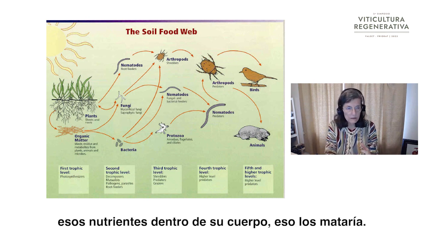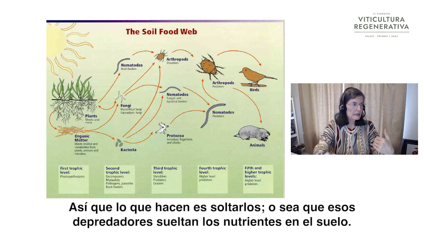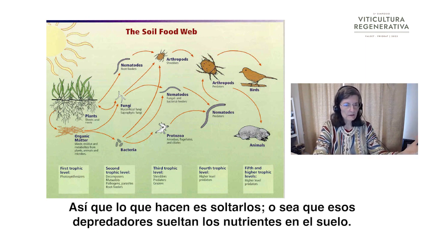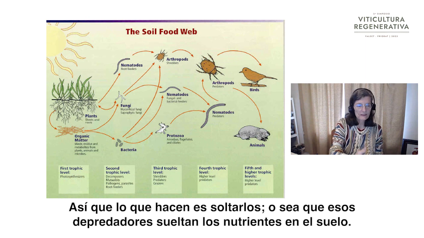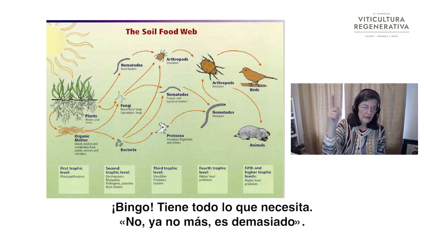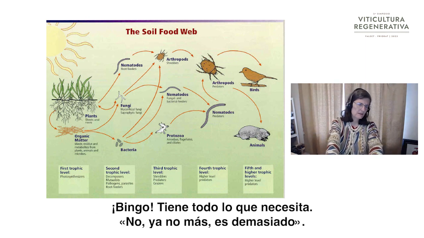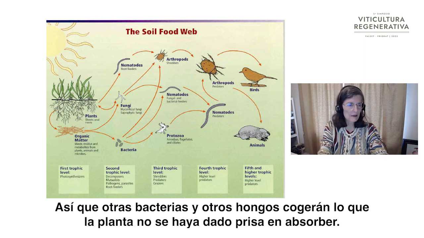It would kill them. So what happens instead is that the release, the poop, if you will, coming from these predators is released out into the soil, very, very close to the root system of the plant. The plant grabs what it needs. Bingo, got everything it needs. No, no, that's a little too much. And so other bacteria and other fungi will take up whatever the plant didn't grab rapidly.